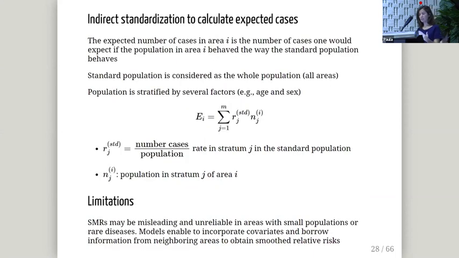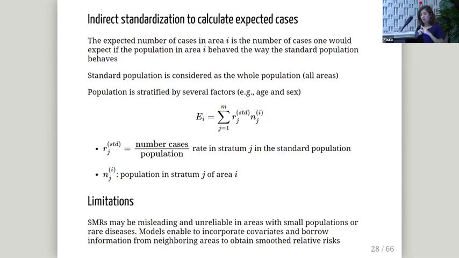To calculate the expected cases, we use this formula. Imagine that we are analyzing a disease that affects old people, for example Alzheimer, and we have 2 municipalities with the same number of people. In one municipality, everybody is very old, and in another municipality, everybody is very young. So in the municipality with old people, we will expect more cases than in the municipality with young people.